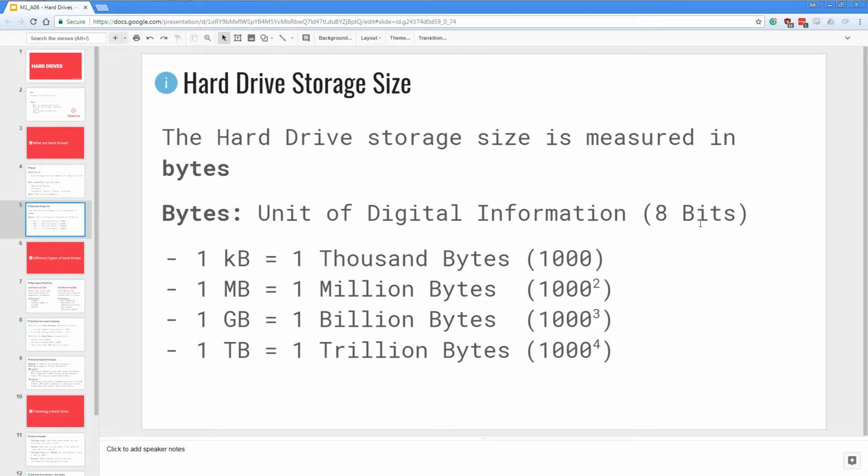So one of the big factors of getting a hard drive is the storage size, which is measured in bytes. And I want you to recall that bytes are a unit of digital information composed of usually 8 bits. And to talk about storage size, we can talk about these four metrics right here. One kilobyte or 1 KB is 1,000 bytes, 1 megabyte is 1 million bytes, 1 gigabyte is 1 billion bytes, and 1 terabyte is 1 trillion bytes.